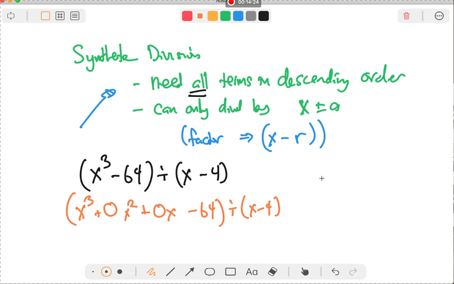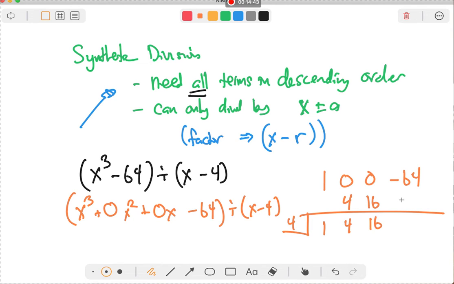So then I can come and I can go 1, 0, 0, minus 64. And I can go, this is x minus 4, so I'll go plus 4, and we'll come down 1, 4, 4, 16, 16, 64, 0. So this answer is going to be x squared plus 4x plus 16. But I got to get those extra zeros in there.